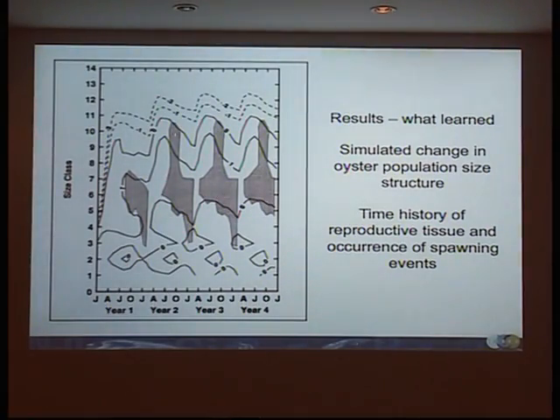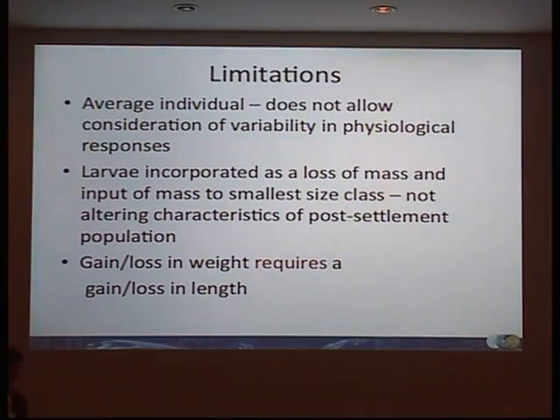You also get the range of size classes that are reproductively active, the ones that are producing recruits that go back into the population. So this gives you the time history of a lot of things, gives you the change in the population structure, and that's what you get from this kind of model, and that may be adequate for a number of applications. But the limitations here are that you're looking at the average individual. So it doesn't allow for variability in things like reproductive rates, respiration rates, those kinds of things.